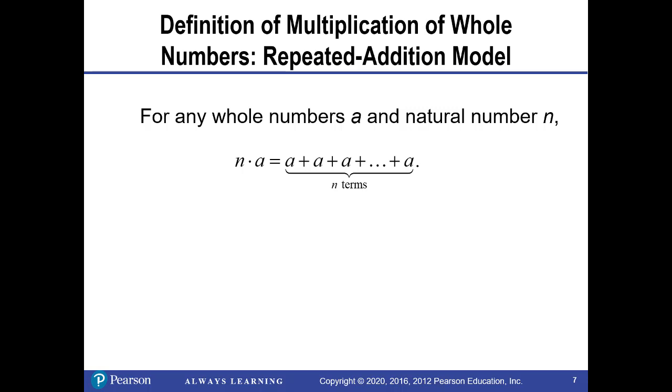So here we have a formal definition of multiplication of whole numbers as repeated addition. If we have some natural number n, remember a natural number is 1, 2, 3, 4, 5, etc. So for any whole number a, and a whole number includes 0, so 0 could be a whole number, but it's not a natural number. So n times a, like 5 times 1, or 5 times 2, or 3 times 0, is going to be n number of terms.